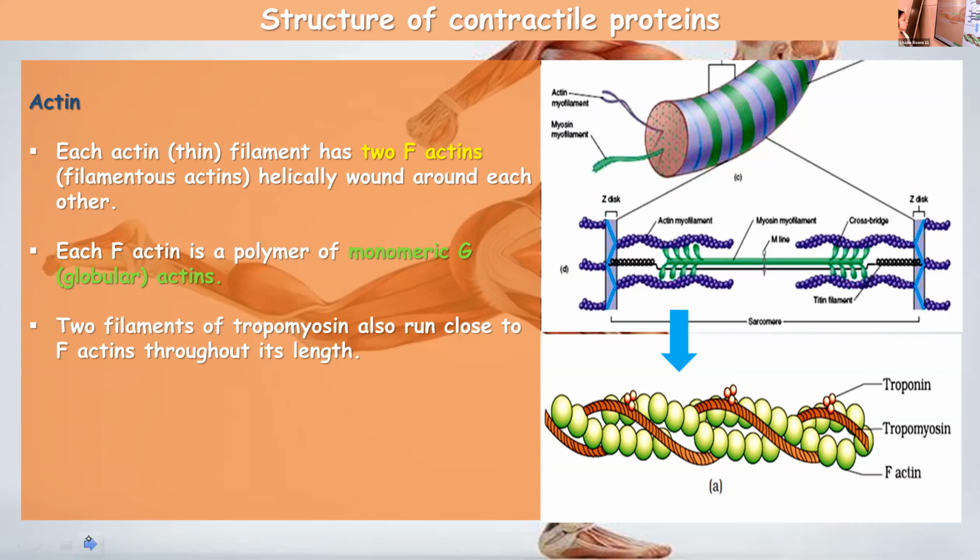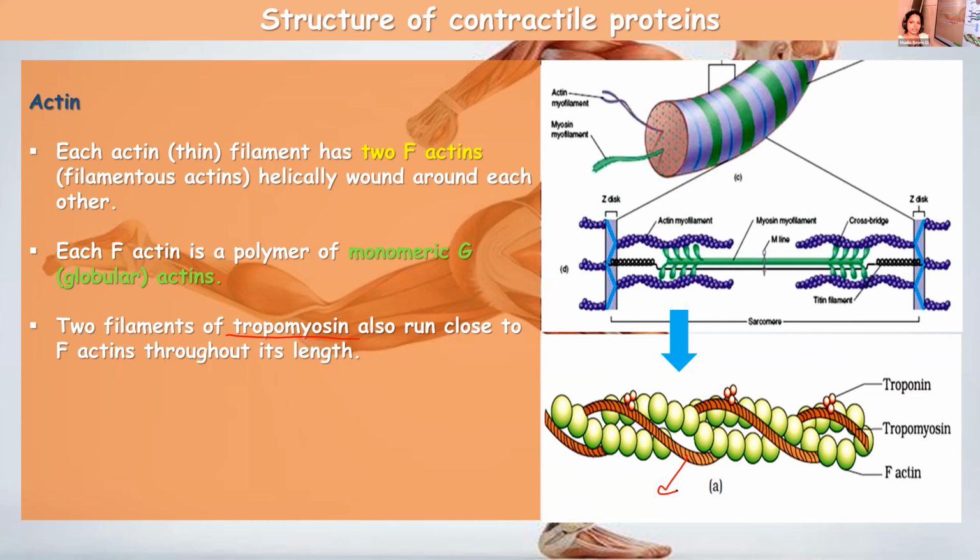Two filaments of tropomyosin, in brown color, look like a rope in the picture. Two filaments of tropomyosin are also running close to these F actins throughout their length. So along with the filamentous actins, two filaments of tropomyosin are also found, which run along the entire length of F actin. And tropomyosin is very important in bringing about the contraction of muscles.